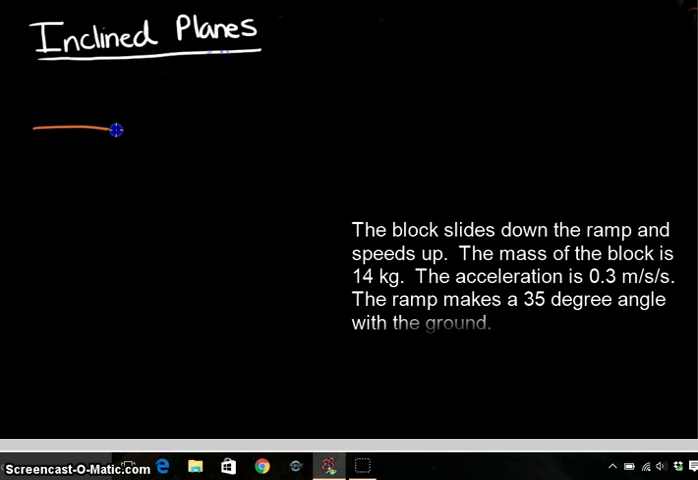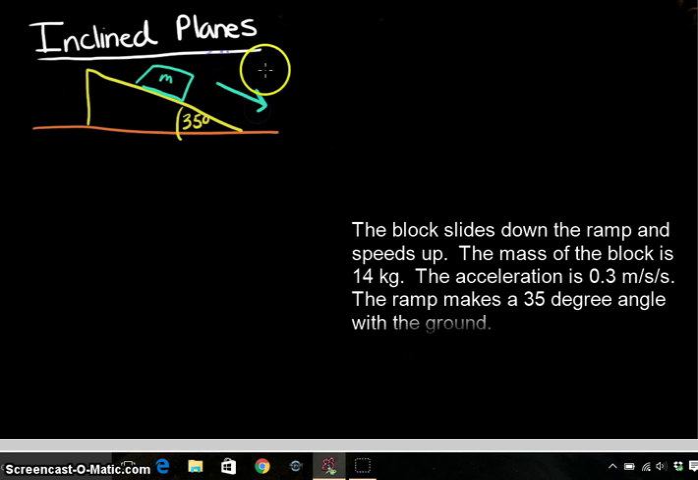So we've got the ground there, and then it says we have a ramp. And the angle that the ramp makes with the horizontal is 35 degrees. So I'm just going to sketch that in. And then it says we have this block on the ramp, and the block is accelerating down the ramp. So we've got an acceleration here of 0.3 meters per second squared.